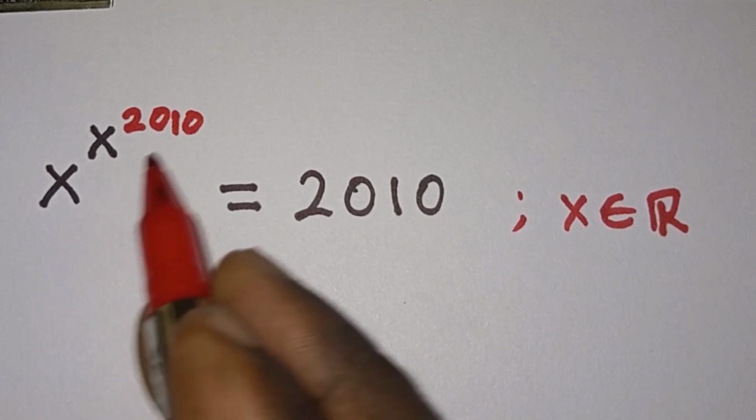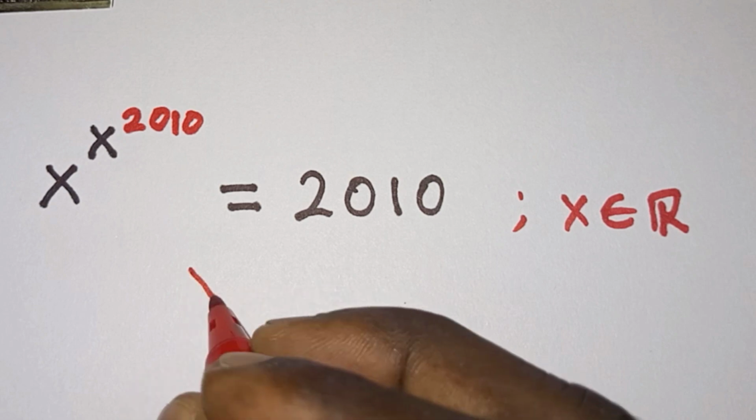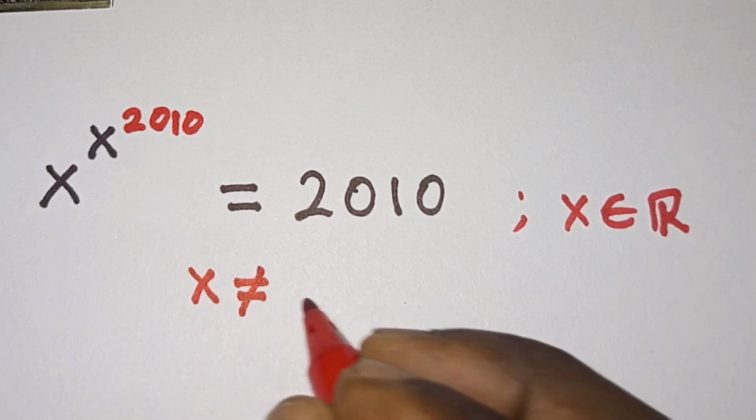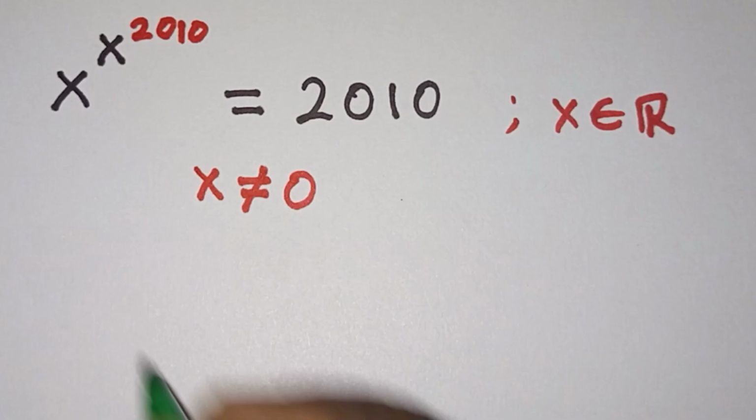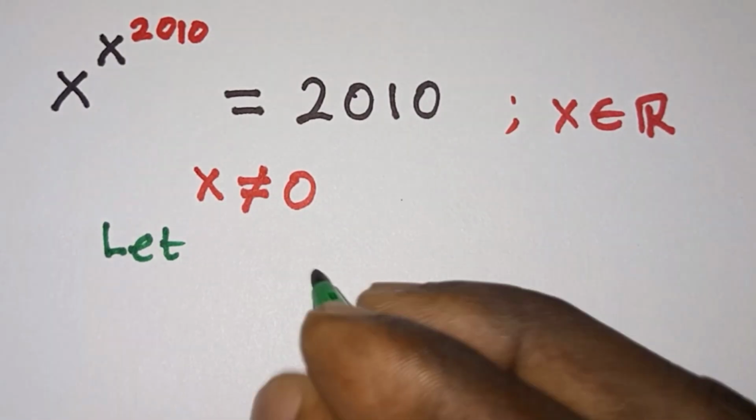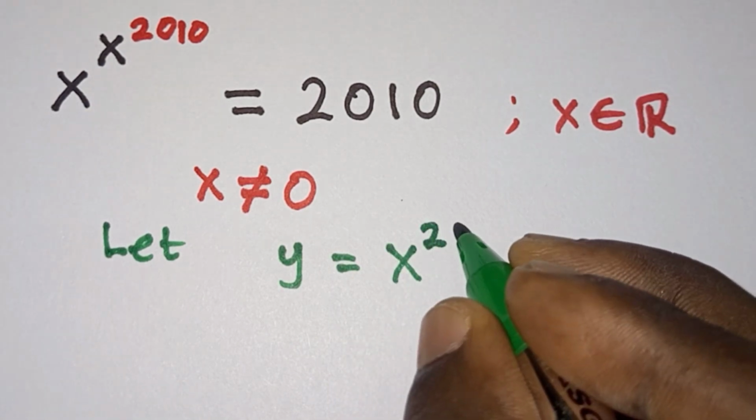Let's go ahead and then find the value of x in this equation where x is a real number. But note that x is never equal to 0 because of this x to the power x. So from here, we're going to let y equal to x to the power 2010.